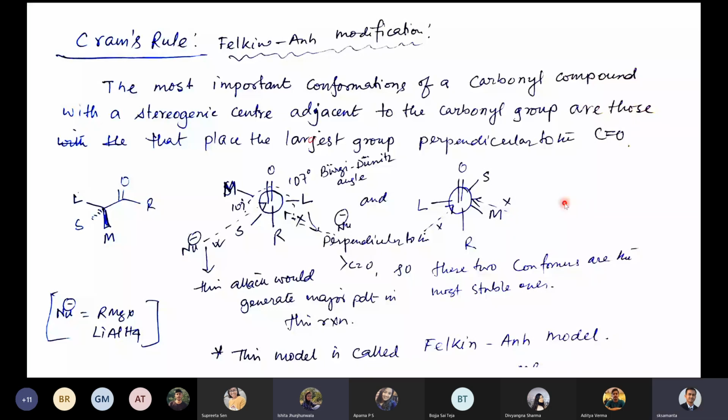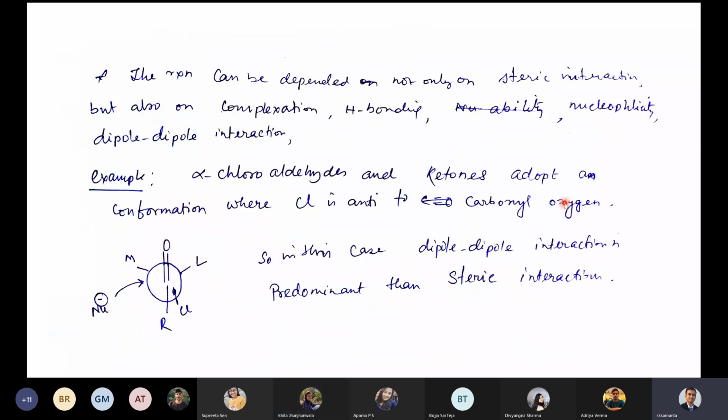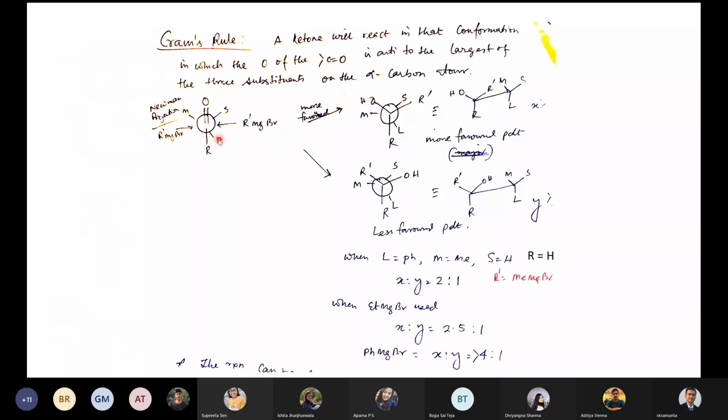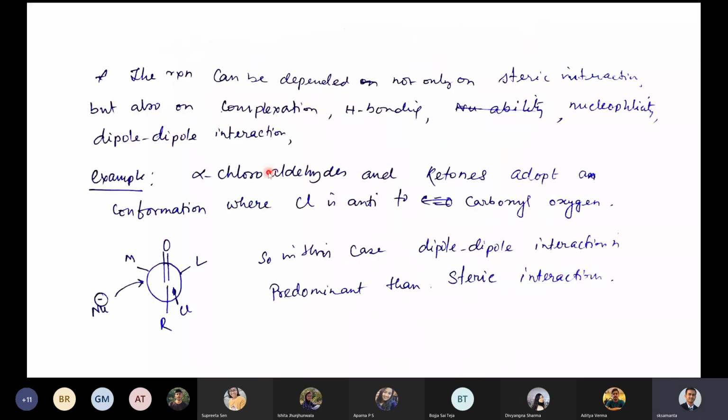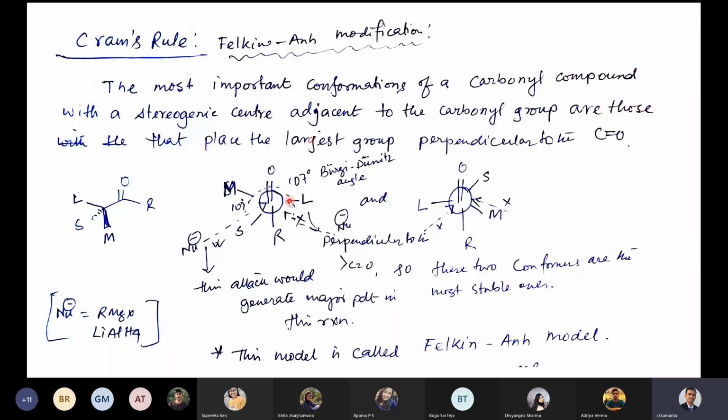Because in the first case, in Cram's rule, we had not drawn L perpendicular to the carbonyl group. No, in this case, L should be anti to oxygen. So this L is basically eclipsed with this R group. Okay, you cannot draw exactly on top, so you draw it somewhere here. So this oxygen and L are anti to each other, and this L and R are eclipsed to each other. But in this case, you have L and O which are perpendicular to each other, so they have a 90-degree angle. This is the only difference.